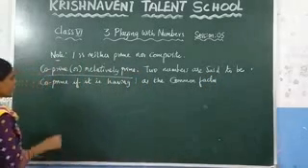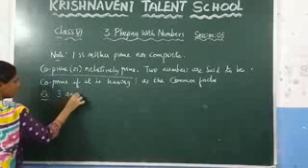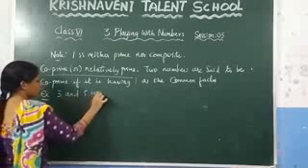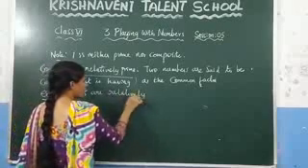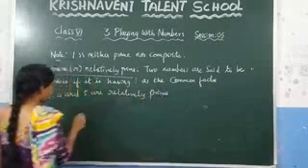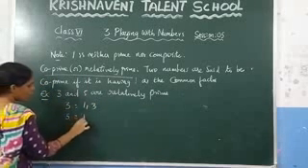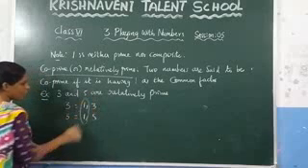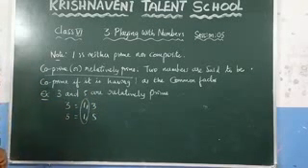So here you can take an example. 3 and 5 are relatively prime, or we can say co-prime, because if you consider the factors of 3, they are 1 and 3, and the factors of 5 are 1 and 5. You can observe that 1 is the common factor, so we can say that 3 and 5 are relatively prime.